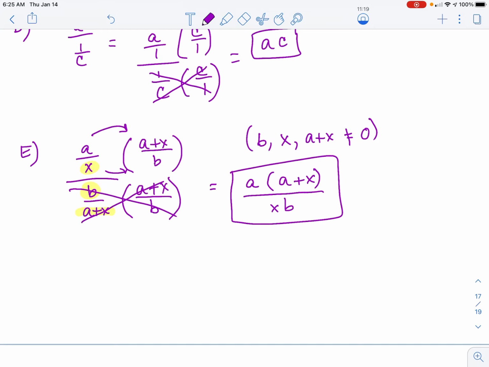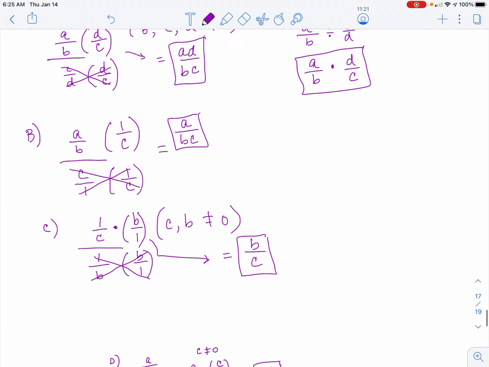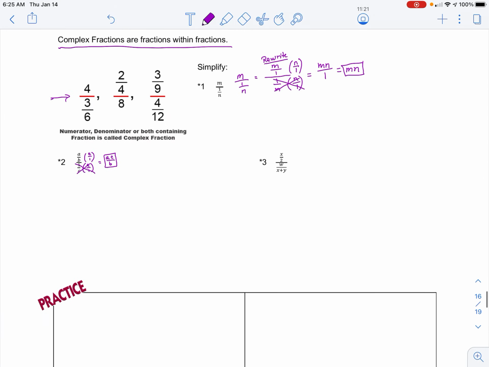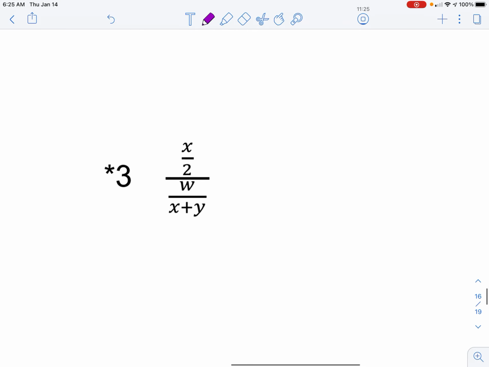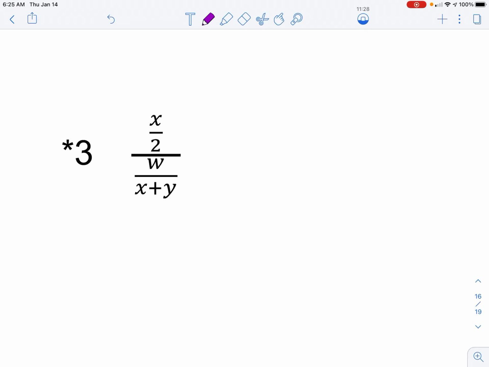And that's the answer to that. And you have one in your packet that's similar to this. So let's go back up here and find that. Number 3. All right, so we're going to handle this the same exact way. We know here that x plus y nor w can be 0. Neither one of those could be 0, right? None of these could be 0.